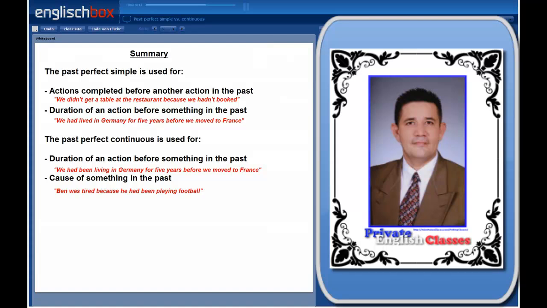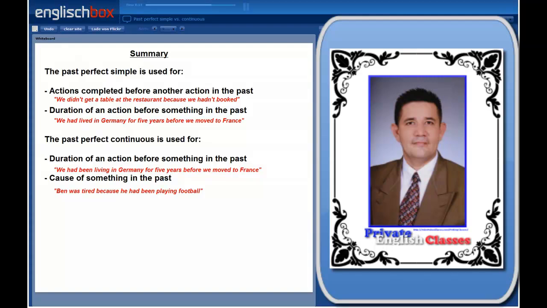so to summarize, the past perfect simple is used for actions completed before another action in the past. For example, we didn't get a table at the restaurant because we hadn't booked. Or the duration of an action before something in the past. For example, we had lived in Germany for 5 years before we moved to France. Similarly, we can use the past perfect continuous to emphasize this duration. So we had been living in Germany for 5 years before we moved to France.